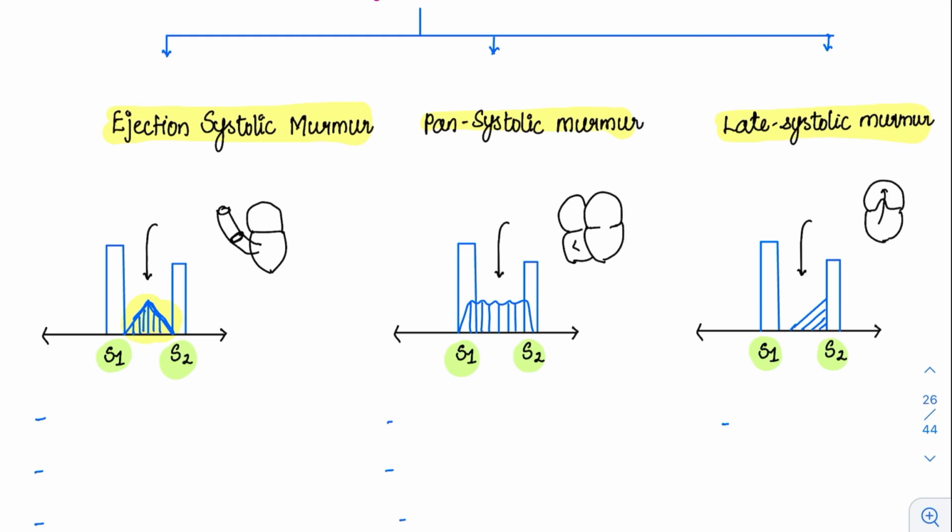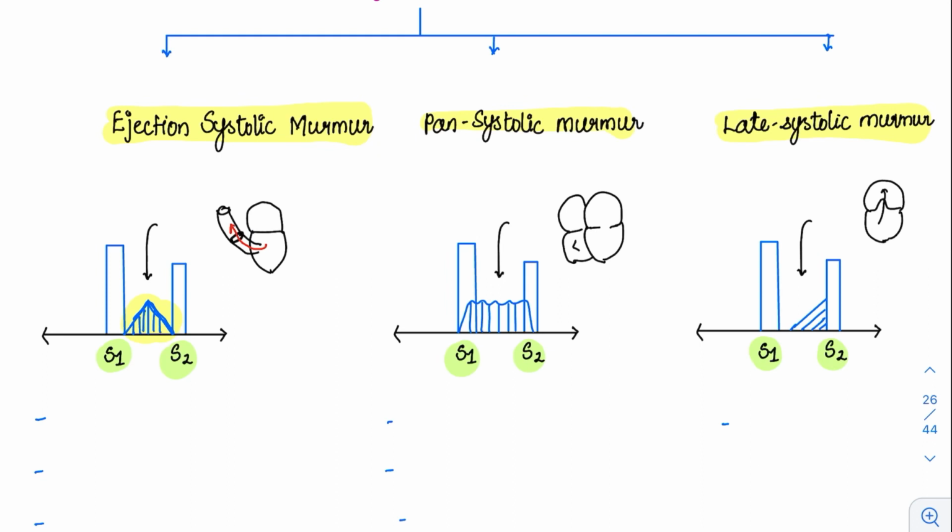Whenever the ejection is happening, the blood is going to go into the aorta. But if there is a stenosis, what will happen? It will create a gushing sound or a turbulence. So basically what is a murmur? Whenever the flow is obstructed and there is turbulence, we will hear a murmur. So this ejection systolic murmur, where can it happen?